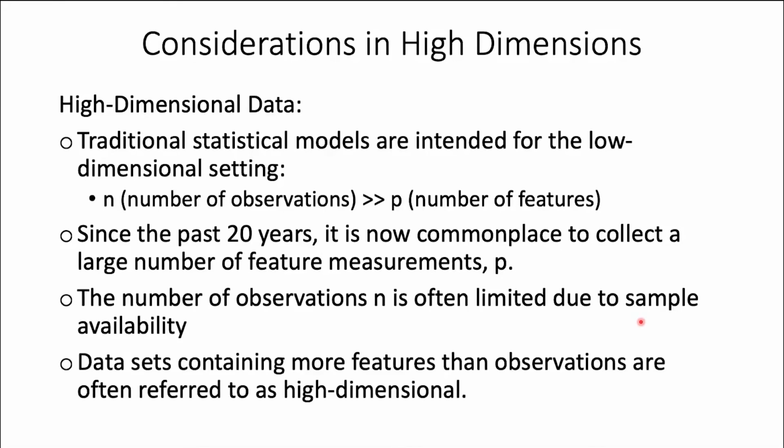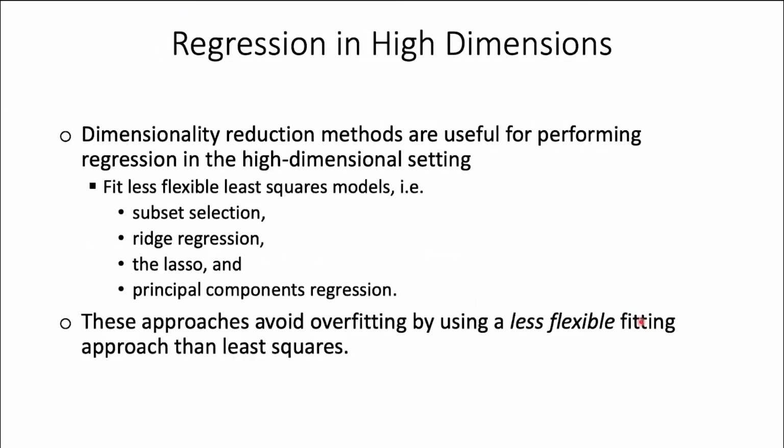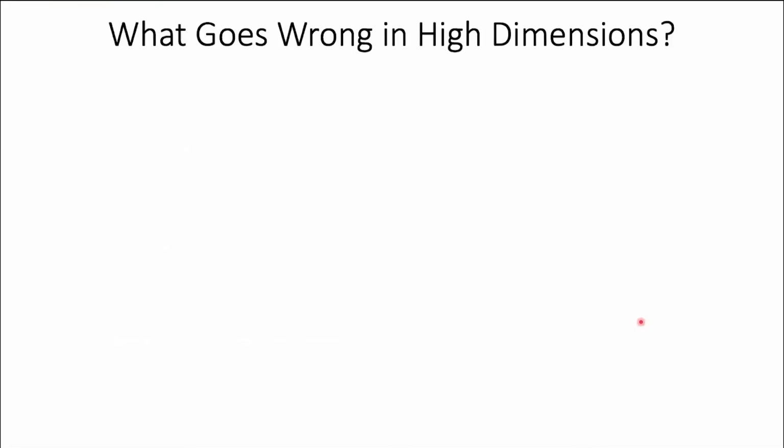And so when this happens, when the number of data points is about the same as the number of predictors, then we have a high dimensionality case. And there are a few ways we can fight that. We discussed already ridge regression, lasso, PCA, subset selection, making models that have potential to overfit, being too high dimensional, a little bit less flexible. And that's a good thing.